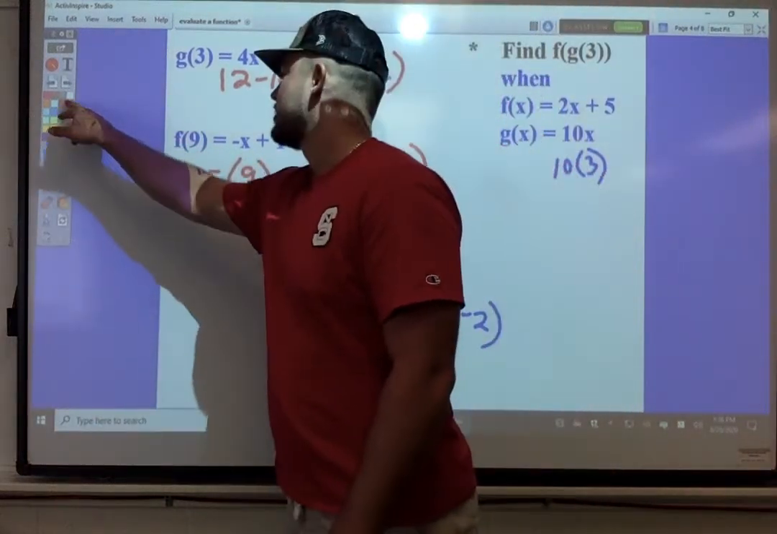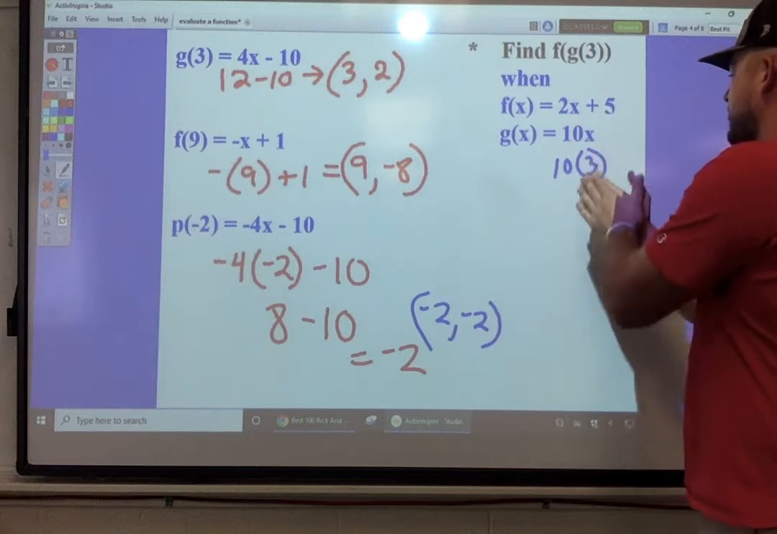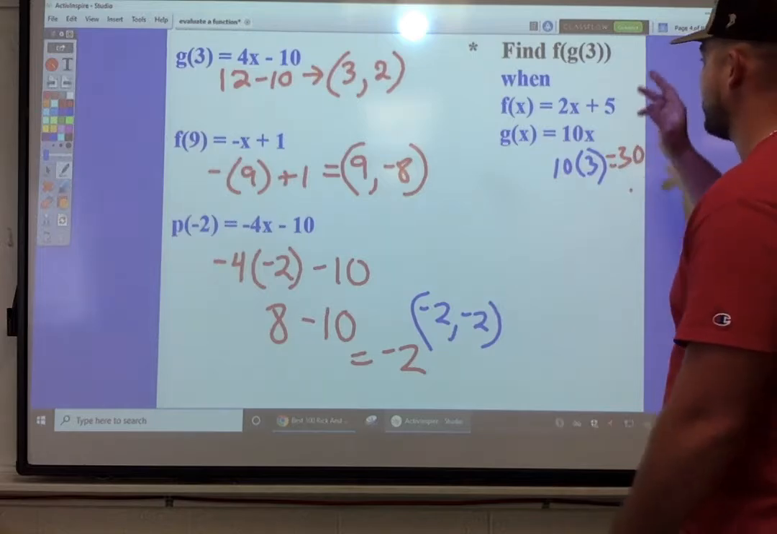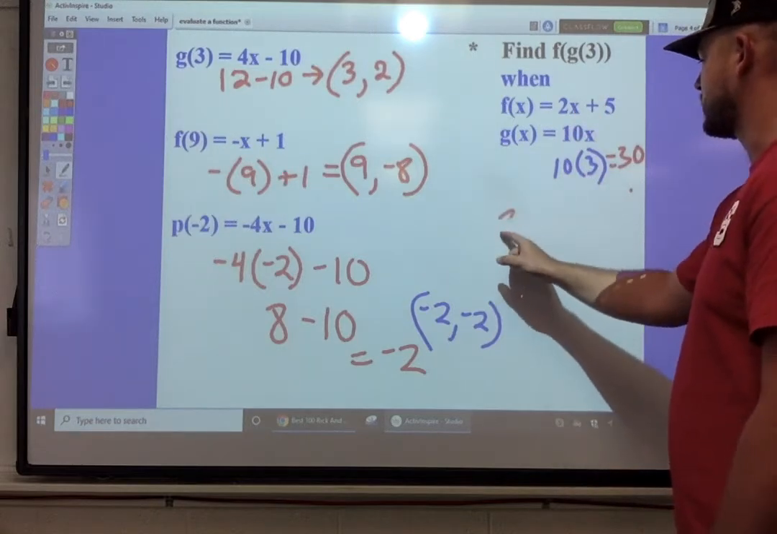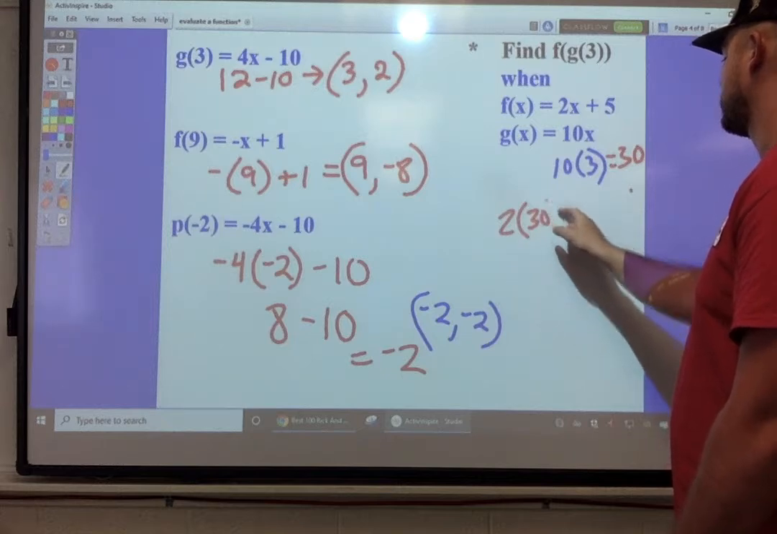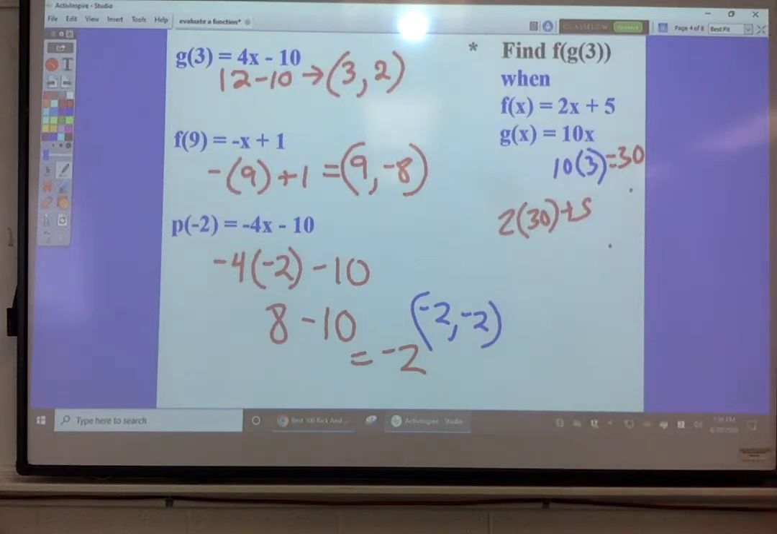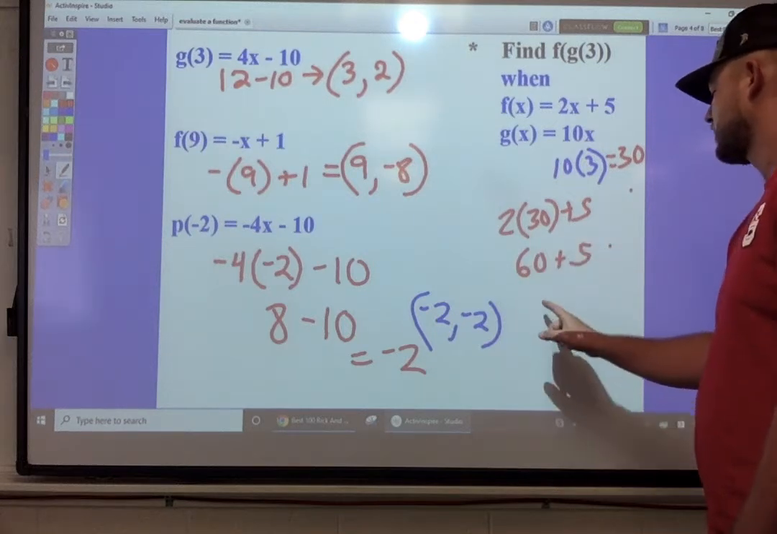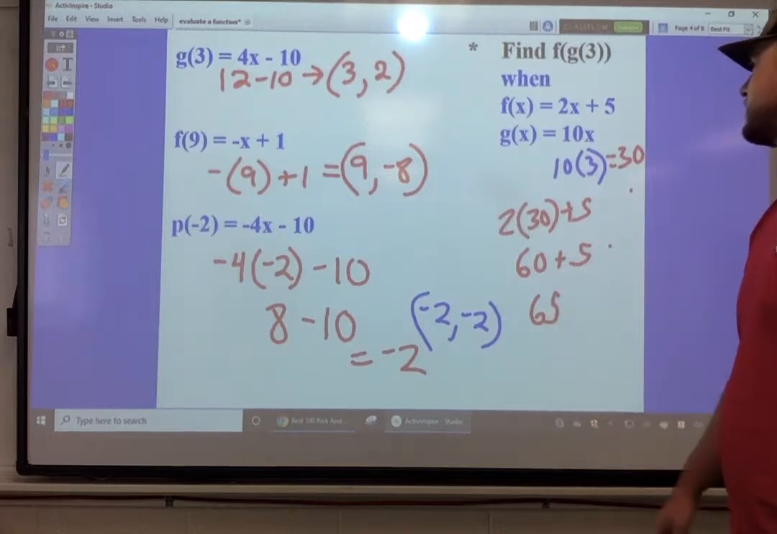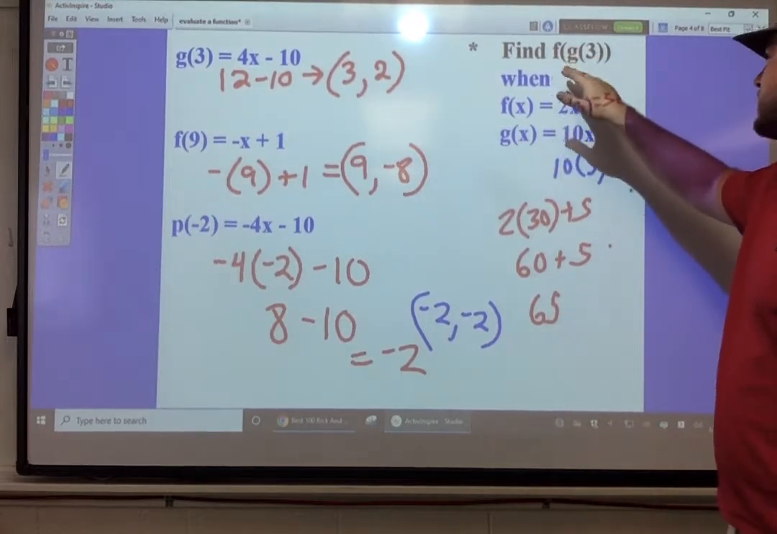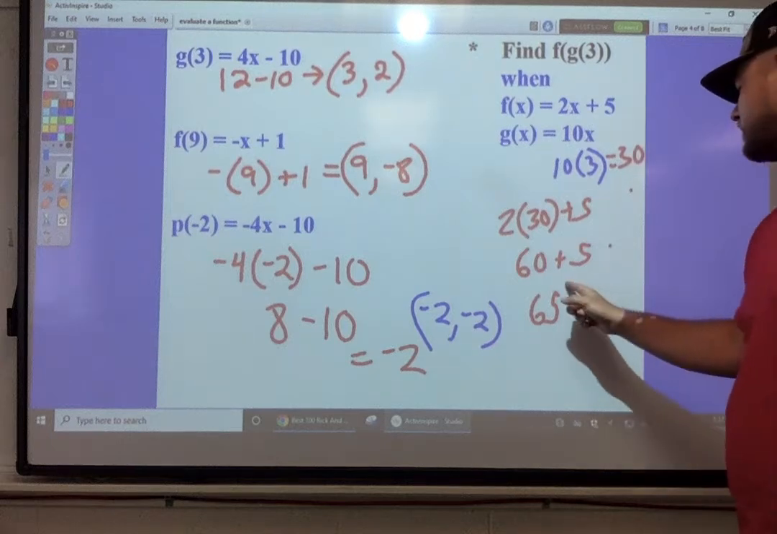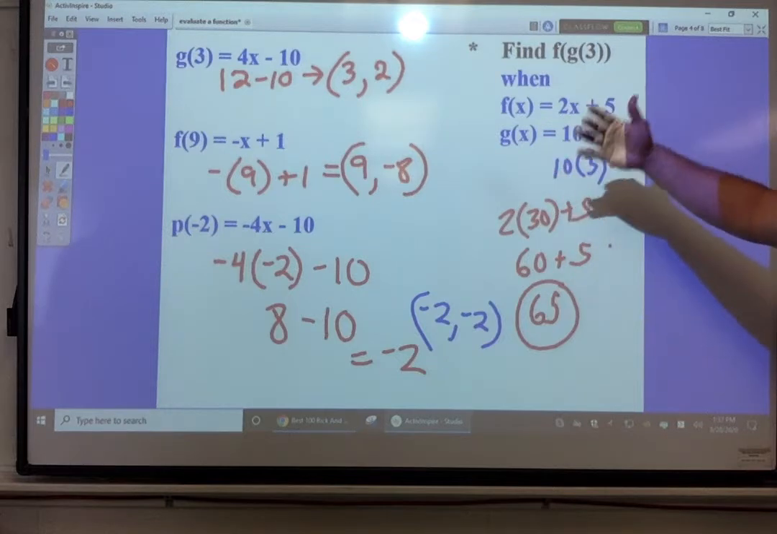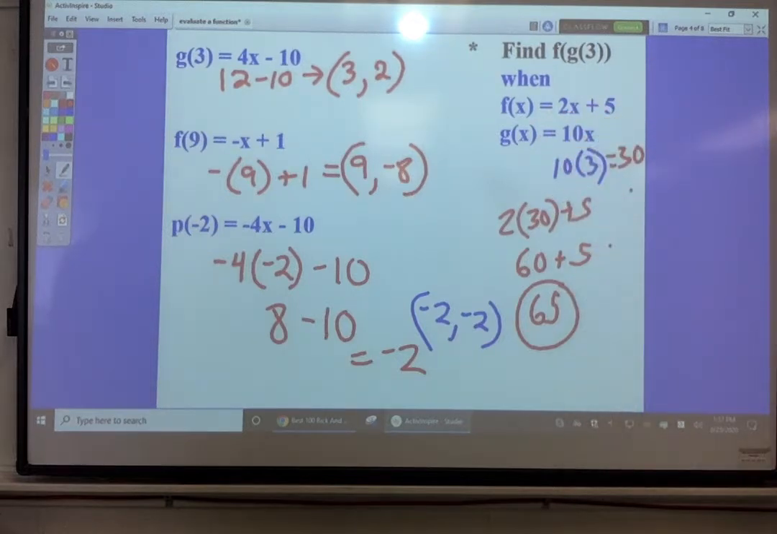So now, change colors, I'm going to take my 30 that I just found and plug that in for my f of x. So now we're going to plug in 30 for this x. So 2 times 30 plus 5, right? So 2 times 30 is 60 plus a 5. So that's going to equal 65, right? So when we're finding f of g of 3, we're going to get 65. We had to do that by plugging it in for g of x, then getting an answer, plugging it in for f of x, right?